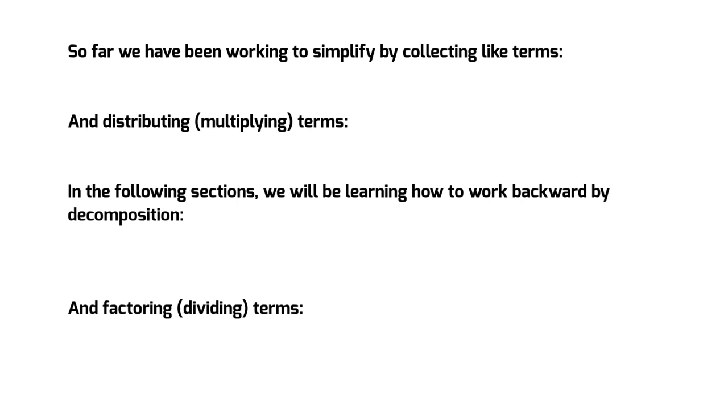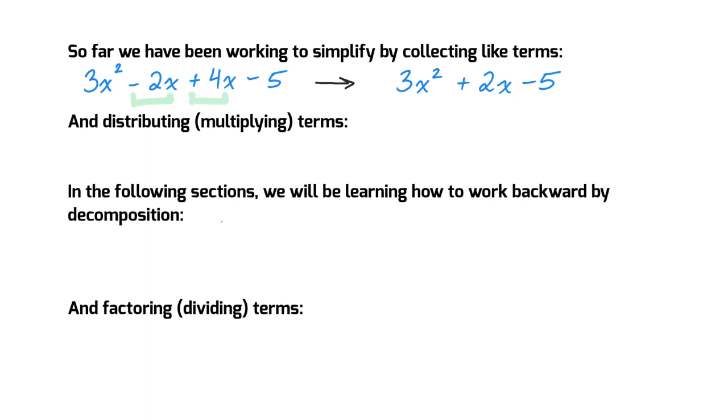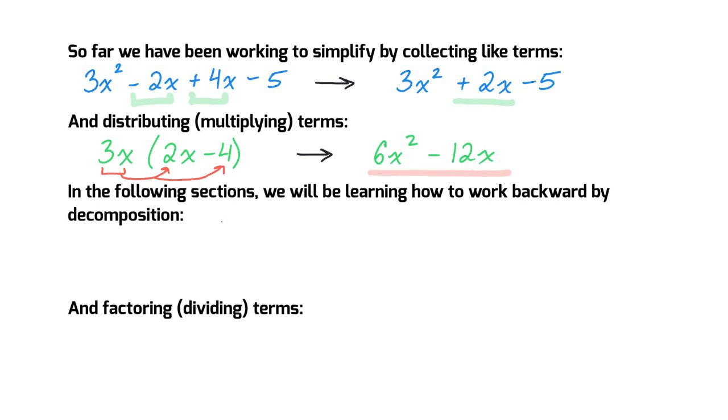Here's an example. In this expression, we have 2 terms that have an x beside them. So when we collect them, we have negative 2x plus 4x, giving us a final result of positive 2x. We've also looked at distributing. Another word for distributing is multiplying terms. In this example, we have a term on the outside of the brackets that we multiply to both terms on the inside of the bracket to give us our final result.